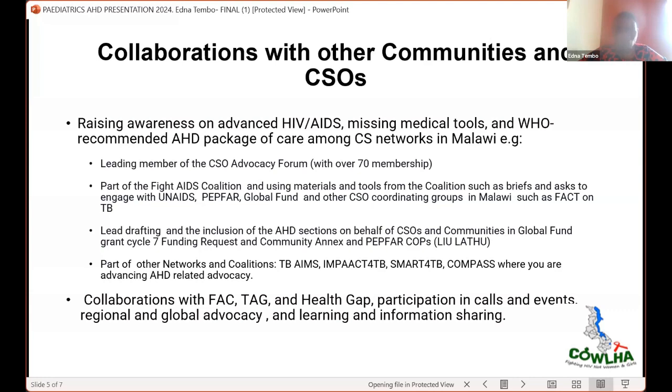So collaborations with FACT, TAG, and Health Gap in participating in calls and events at regional level, and also learning and information sharing has also made us to have more rich information, which has guided us when we are making our asks and also bargaining for AHD scale up in the facilities.